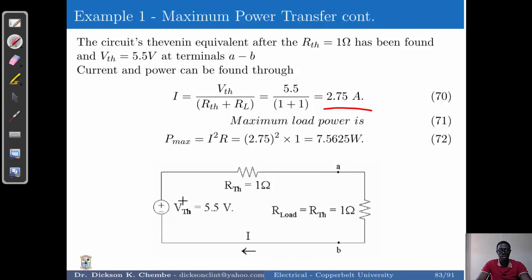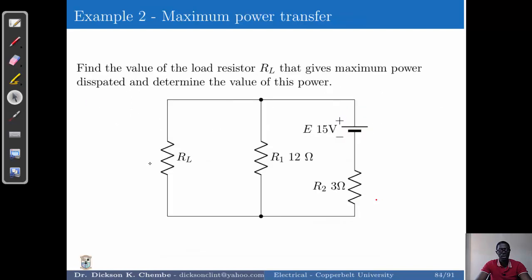This is the equivalent circuit that we have. Our equivalent circuit, the VThevenin, the R Thevenin was found to be 1 ohm. This is the load resistance. So we are saying for maximum power transfer to occur, the load resistance must be equal to the Thevenin's resistance. So once we find the Thevenin's resistance, then we know that it must be equal to the load resistance for us to find the maximum power transfer in the circuit. And basically that's how we do it. And then we'll look at example number 2.